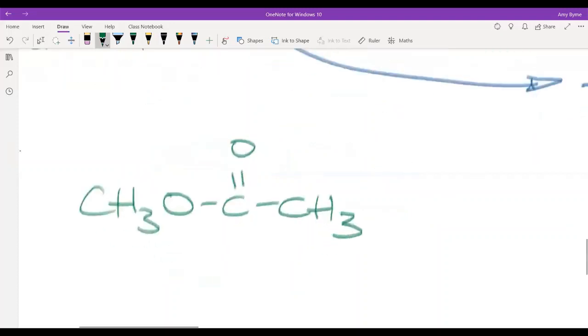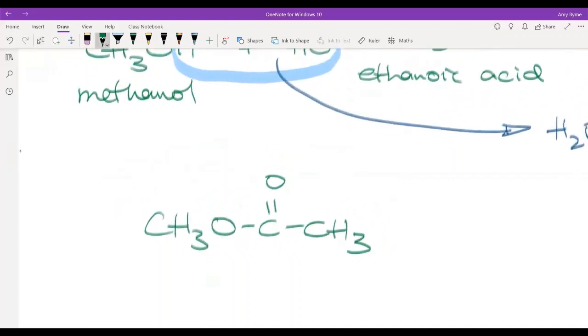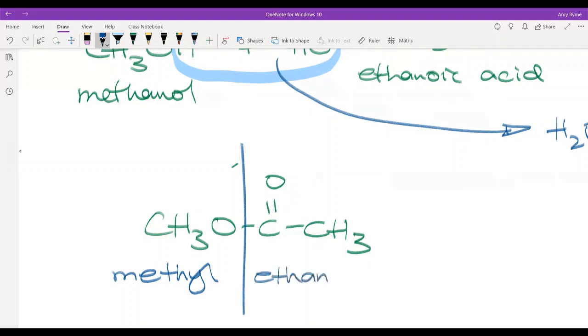So when we name this, we start with the name of our alcohol. Let me switch pen colors. We start with the name of our alcohol. So this was methanol. It's now methyl. And then ethanoic acid becomes ethanoate. So if I used propanol and methanoic acid, it would be propyl methanoate. This oate is the ending that we give to compounds that have an ester.